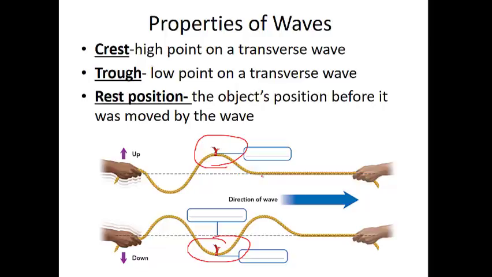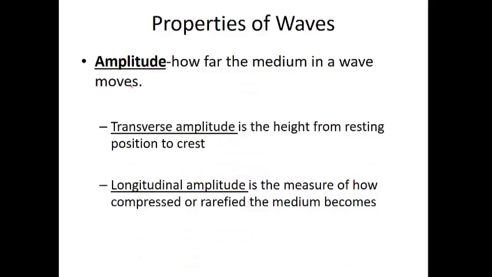And the rest position is really important to know because oftentimes it's used as a reference point when we talk about some of these other properties. So the amplitude is like how far the medium moves. So if the medium is a slinky, how far does the slinky move back and forth? If the medium is a rope, how far up or down does the rope move?